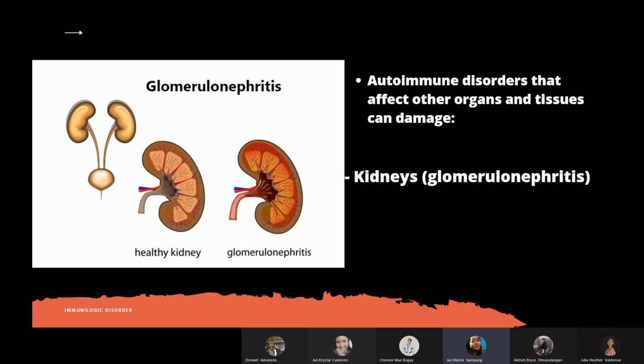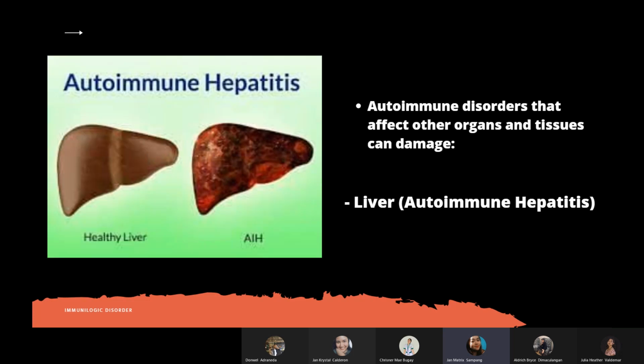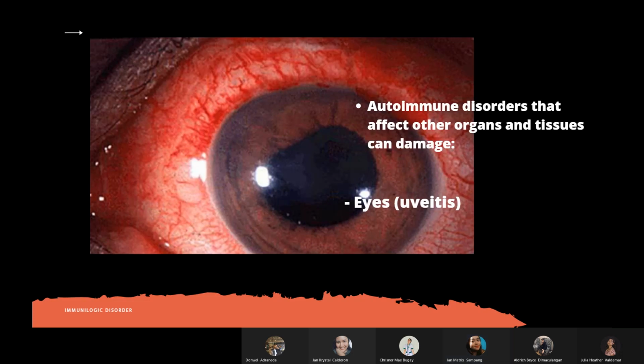And now we'll tackle the organs, the autoimmune disorders that affect other organs and tissues. When it affects the kidneys, it is called glomerulonephritis. When it attacks the liver, it is autoimmune hepatitis. When it attacks the eyes, it is called uveitis.